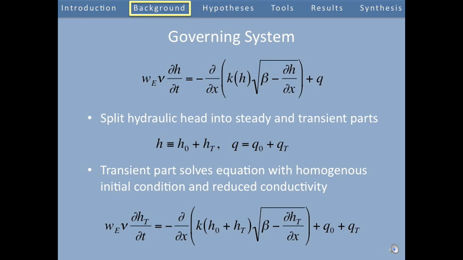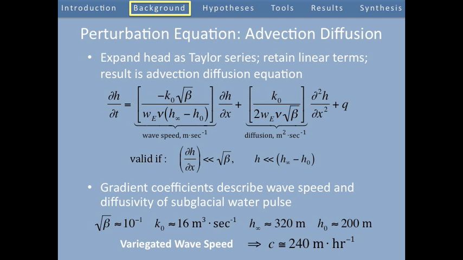Now what I'm going to do is assume that the transient hydraulic head is much smaller in amplitude than the steady state part of the hydraulic head. This allows me to expand the hydraulic head in terms of its perturbation series. And all this really means is I take the hydraulic head, expand it as its Taylor series, only retain the linear terms and assume that the higher order terms are too small. And in doing so, I get an advection diffusion equation.